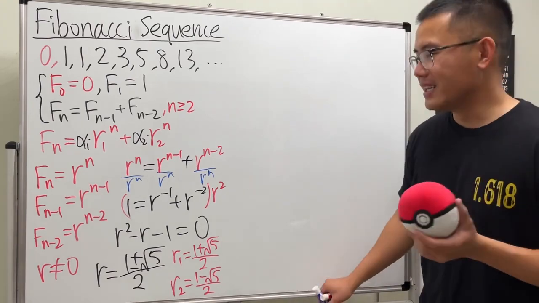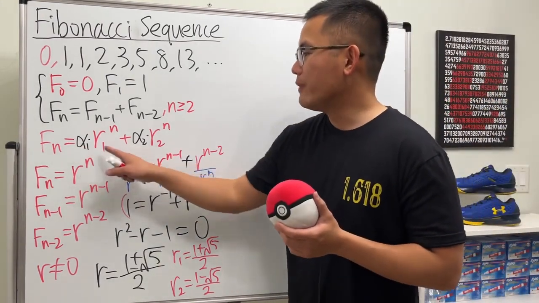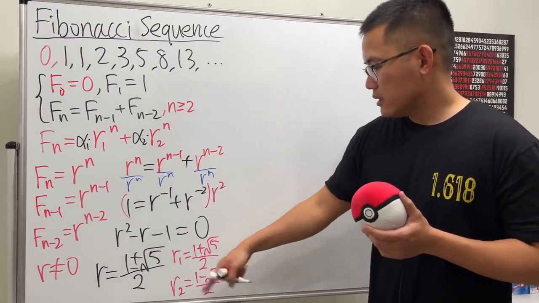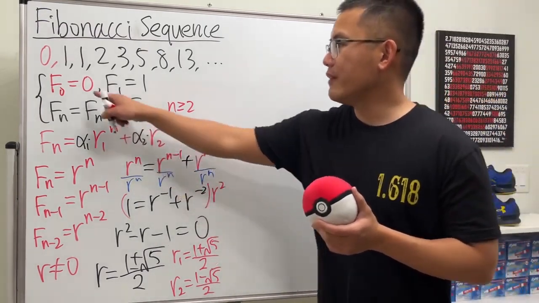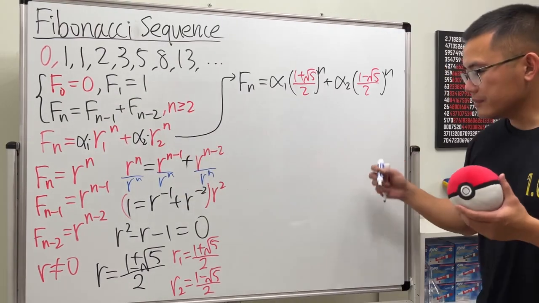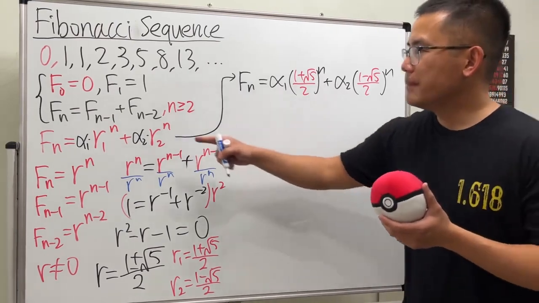Alright, but we're not done yet because we still have to find out what alpha 1 and alpha 2 are. But now we have the base, and then we have these two initial conditions, so we will be able to find them out, so don't worry.